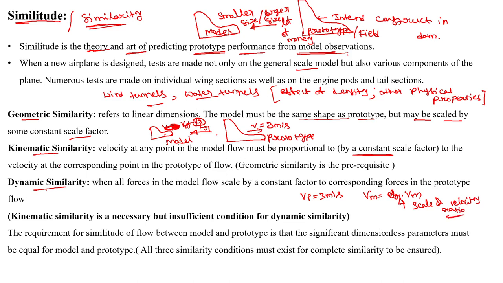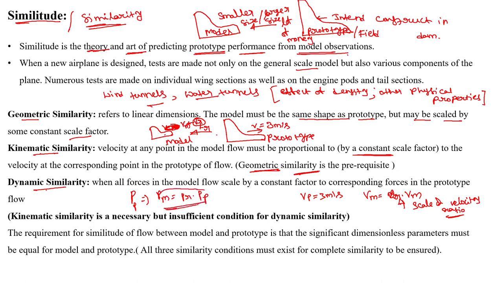Suppose a model is kinematically similar; it must be geometrically similar also. That is a prerequisite. The next one is dynamic similarity, when all the forces in the model scale by a constant parameter relative to the corresponding prototype forces. Let's say in the prototype we have pressure P. In the model also, we should have pressure with some ratio of P.